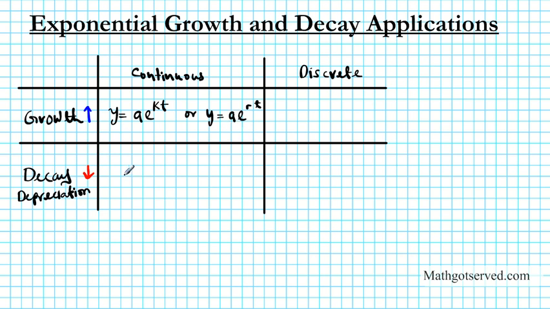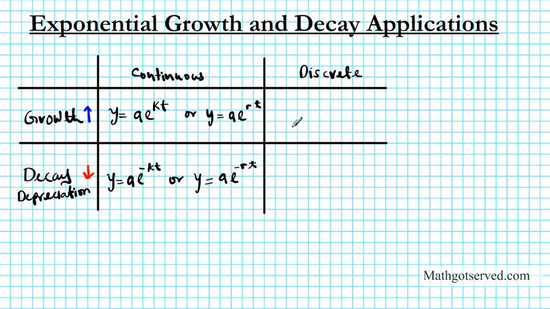For continuous decay, it's very similar, but it's just y equals ae to the negative kt, or y equals ae to the negative rt. So the only difference here is the sign. The growth constant here is positive, and the decay constant here is negative. The growth rate here is positive, and the decay rate here is negative.